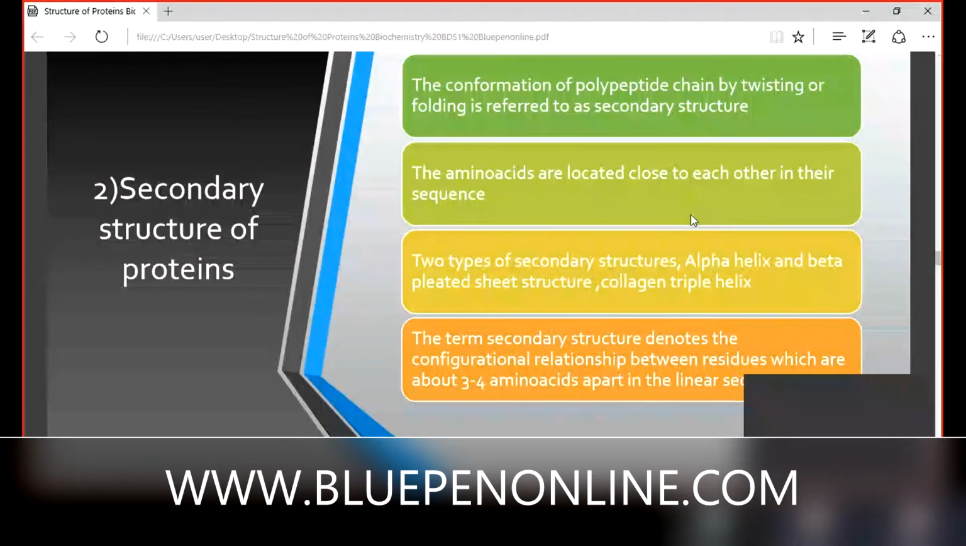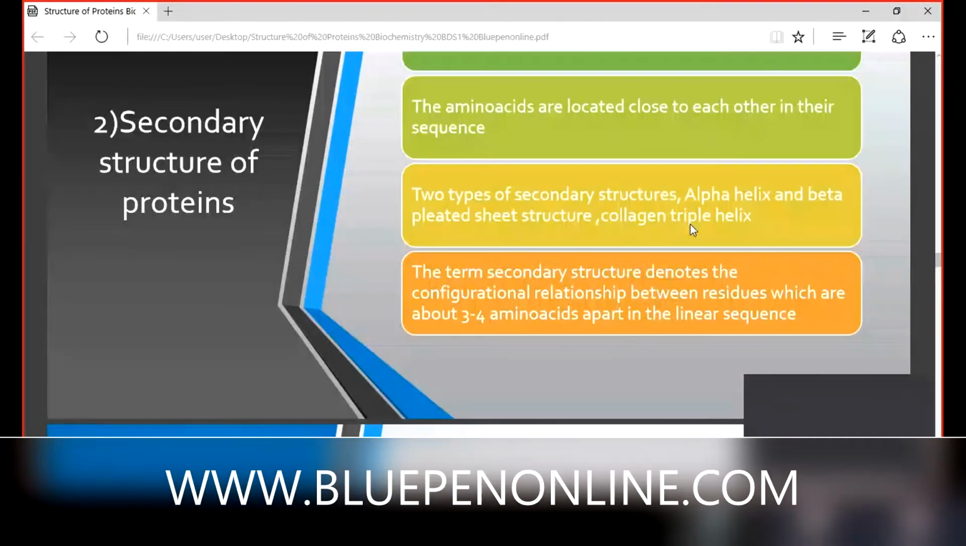Two types of secondary structures are there: alpha helix and beta pleated sheet structure. One more structure we know is known as collagen triple helix. Have you heard about collagen? Yes, I've heard of collagen. The structure of collagen is triple helix.